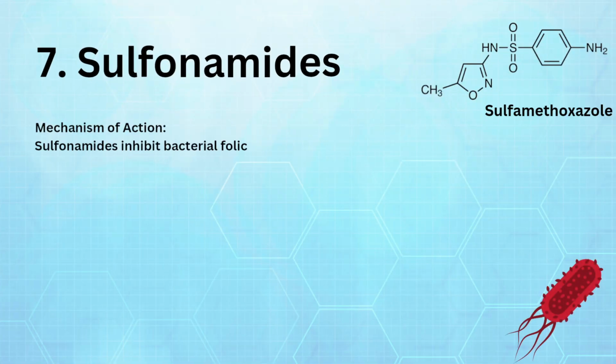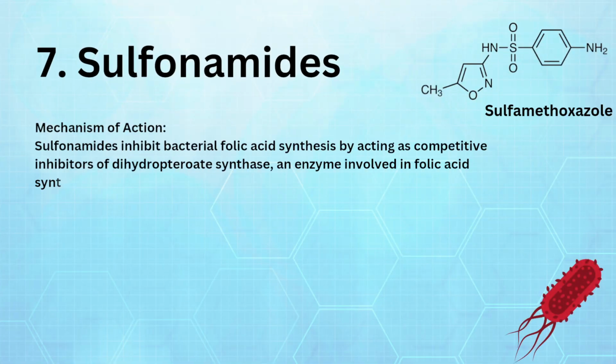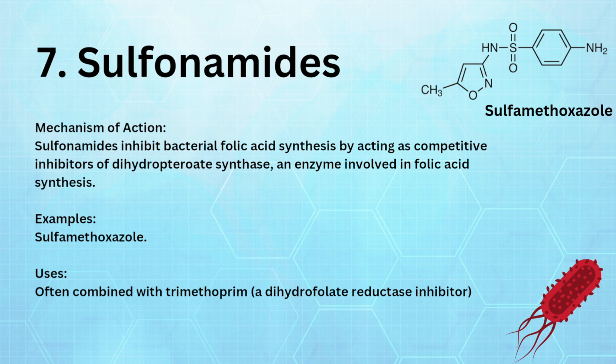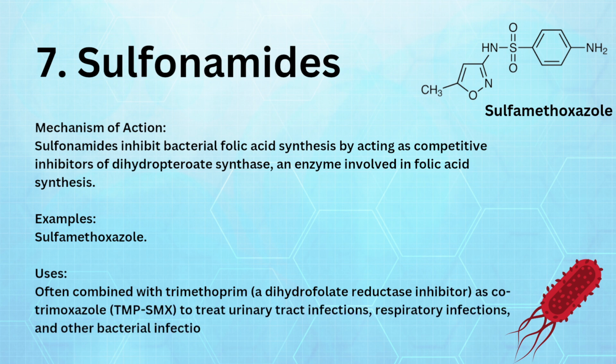Lastly, we have sulfonamides, which inhibit bacterial folic acid synthesis by acting as competitive inhibitors of dihydropteroate synthase. Examples include sulfamethoxazole, sulfadiazine, sulfisoxazole, and sulfacetamide.